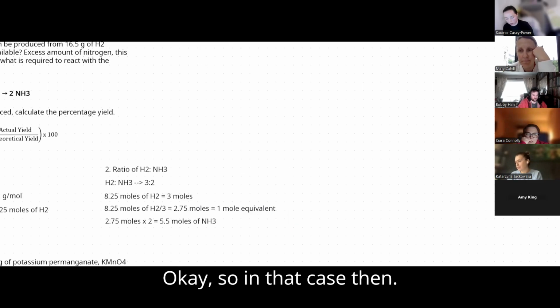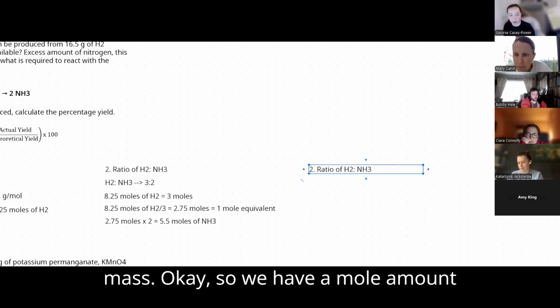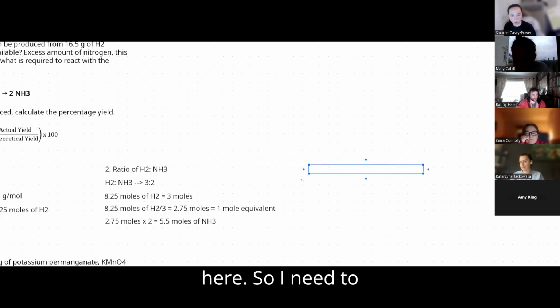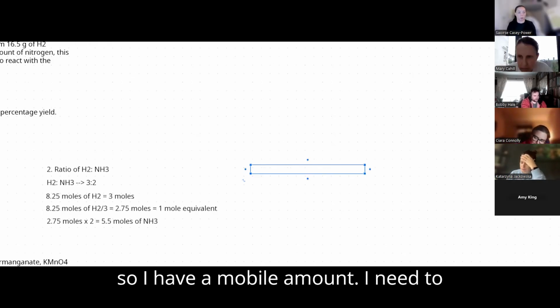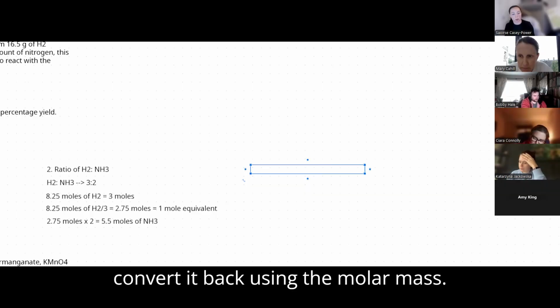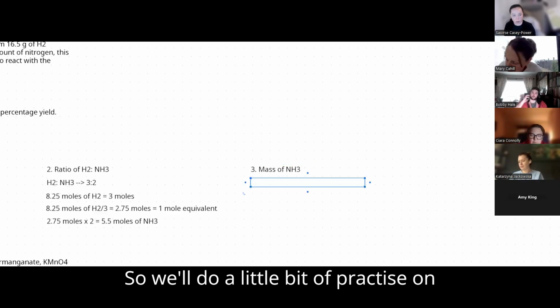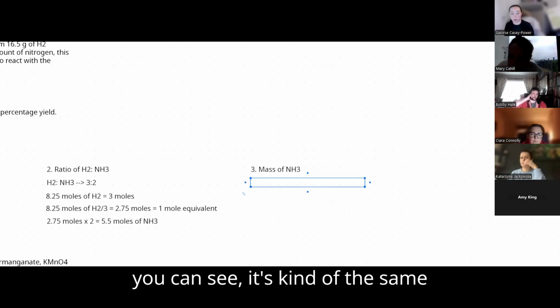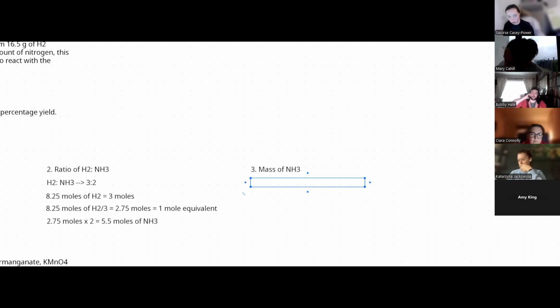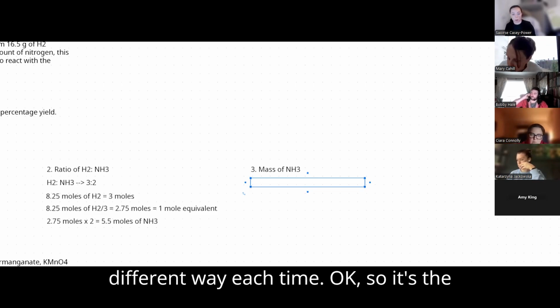Okay, so in that case then, as I said, the yields are always done in mass. So we have a mole amount here, and I need to get the mass of NH3 now. I have a mole amount, so I need to convert it back using the molar mass. We'll do a little bit of practice on the molar mass of nitrogen here. As you can see, it's the same concepts that we've already done, but it's being used in a different way each time. So it's the molar mass of NH3.